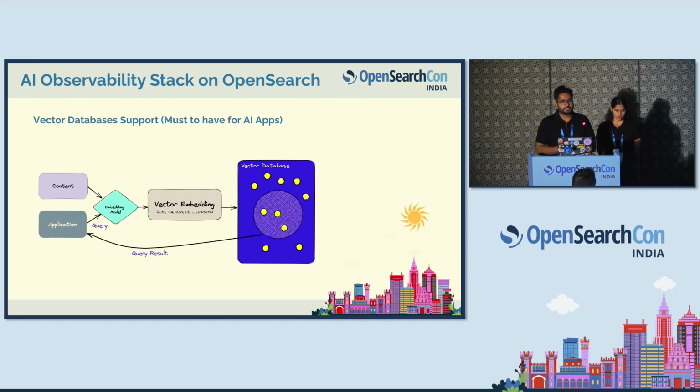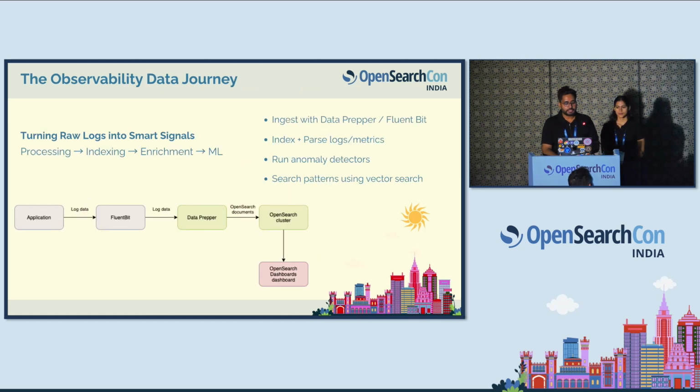Okay, so if you have any application, any content, what you do is you embed that first. When I say embedding, you have particular data, and you convert that to numerical values to store in the database. Later on, vector embedding looks like this, and we just store it, and whenever you are querying something, OpenSearch can show you the results.